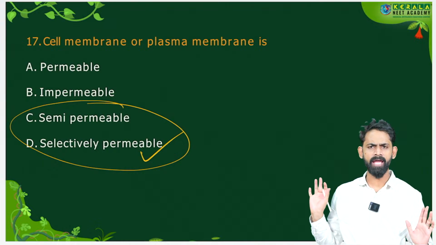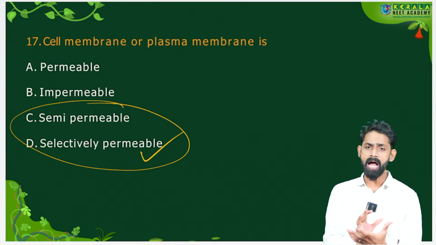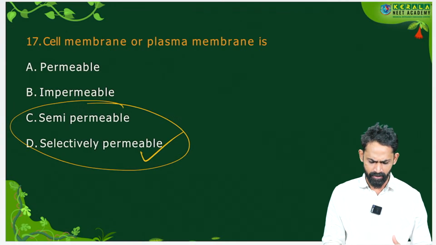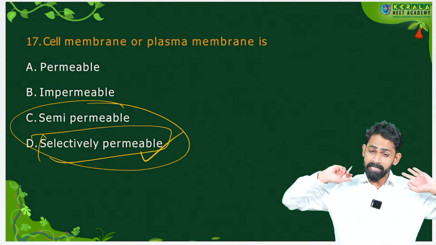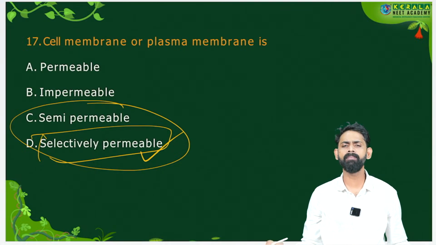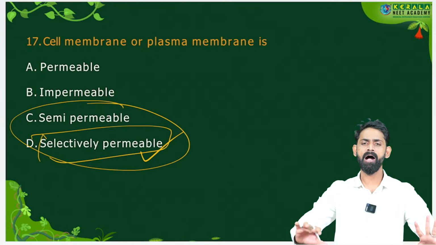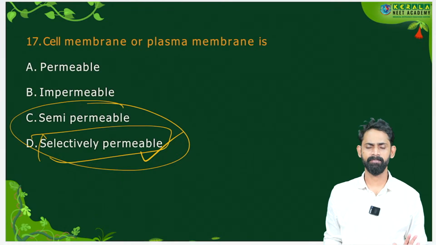Now this is not the time for the reasons. I am making you confident and strong with the knowledge already present in your brain. So the plasma membrane of the prokaryote is selectively permeable. It is selectively permeable only. How is it selectively permeable? Let's see.